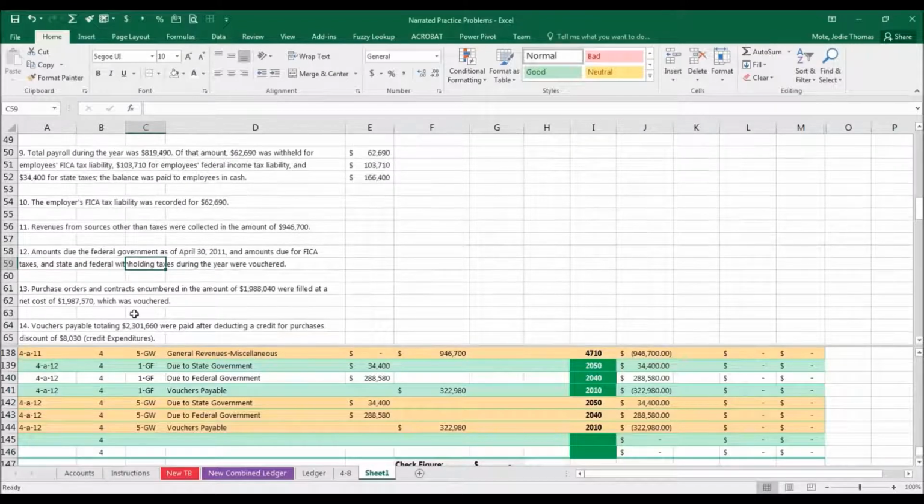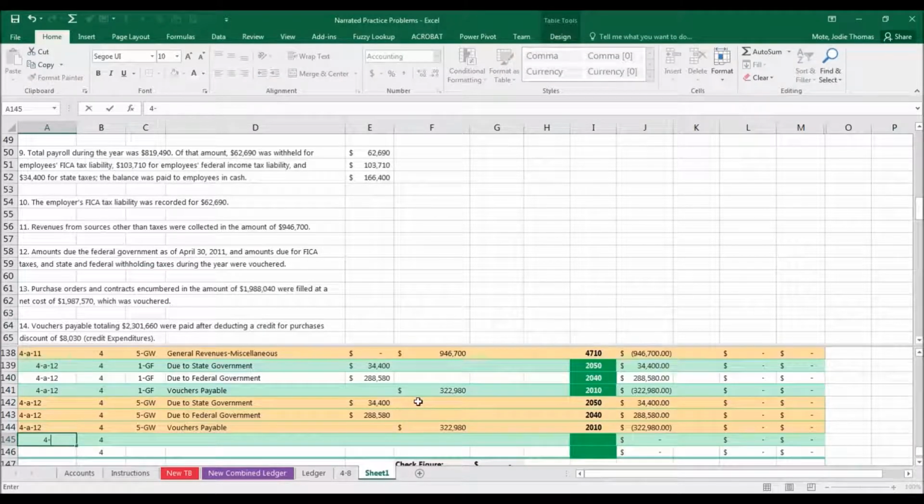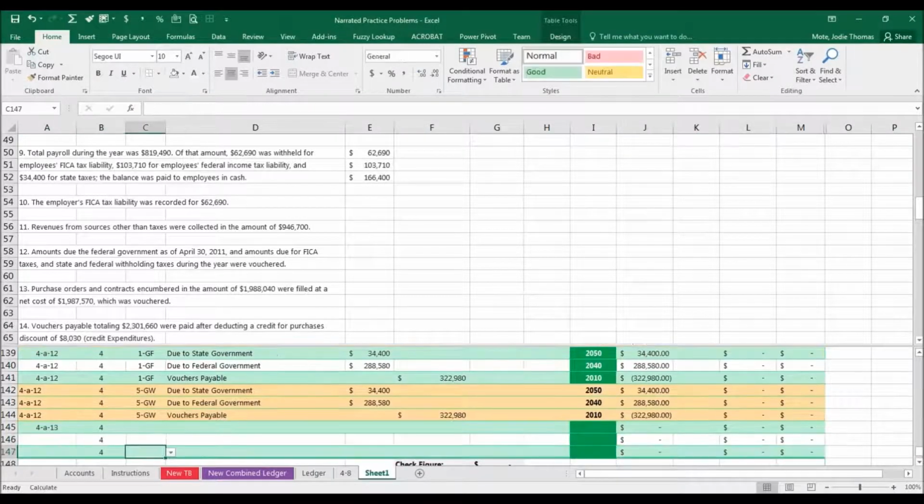These two keywords here on number 13 should clue you in a little bit. First of all, purchase orders. So we're dealing with encumbrances.